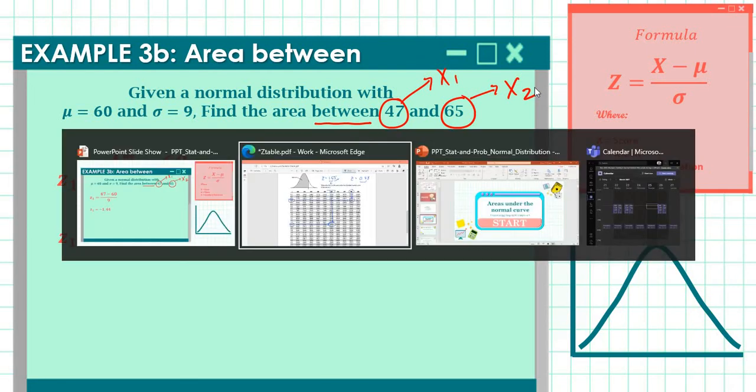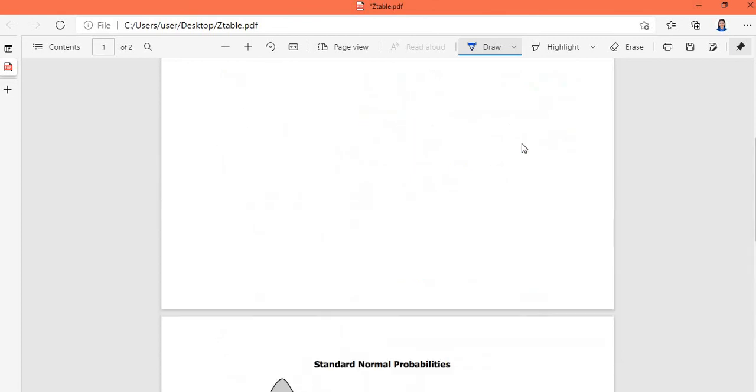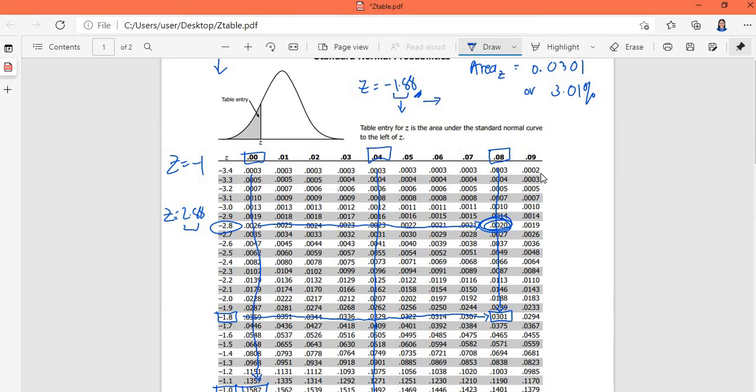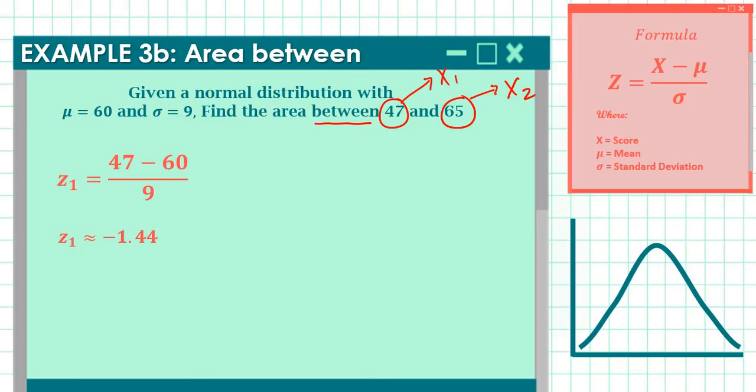So we go back to the z table. Negative 1.44 is a negative value. So again, that is z equals negative 1.44. Find negative 1.4 first. That will be here. Then the last digit is 4. So the intersection is 0.0749. Area below, score of 47, and z sub 1 equals negative 1.44 is 0.0749.